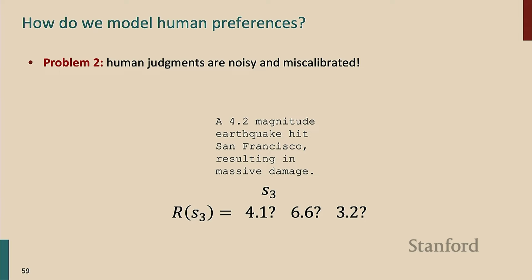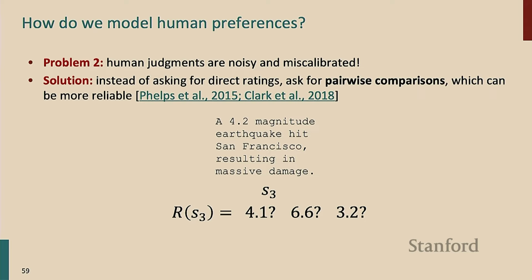So one workaround for this problem is, instead of asking for direct ratings, to ask humans to compare two summaries and judge which one is better. This has been shown in a variety of fields where people work with human subjects and human responses to be more reliable. This includes psychology and medicine, et cetera. So in other words, instead of asking humans to give absolute scores, we're going to ask humans to compare different samples and rate which one is better. As an example, maybe this first sample is better than the middle sample and it's better than the last sample, right?